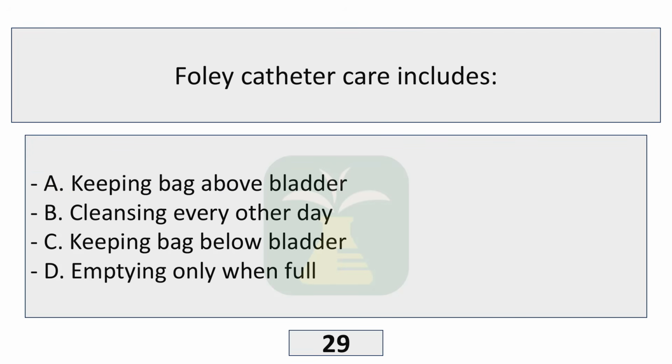Foley catheter care includes A. Keeping bag above bladder. B. Cleansing every other day. C. Keeping bag below bladder. D. Emptying only when full. Correct answer. C. Keeping bag below bladder. Positioning below bladder prevents backflow infection.